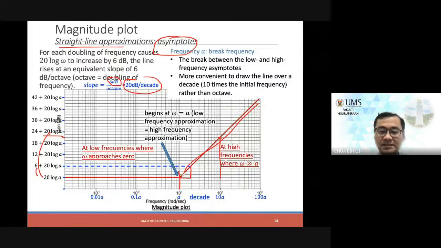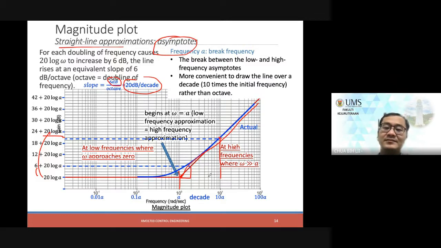Okay. And this is where we say begin at omega, low frequency, and it is representing the starting point for the high frequency approximations. Okay, 20, draw the line. Again, this blue line is the actual one, the actual line when you plot using software. In the actual line, they will curve in this way.